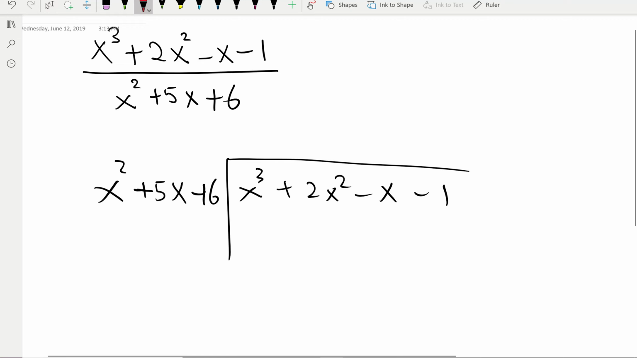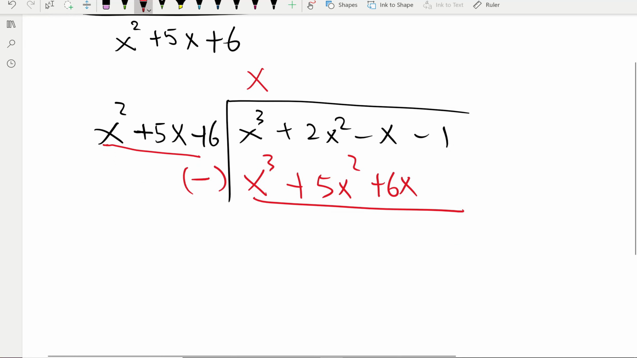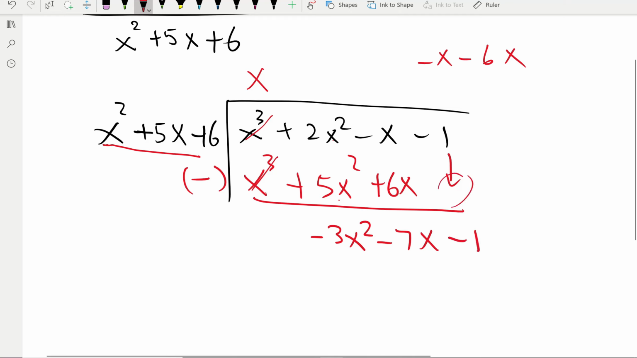So let's use polynomial long division. So x cubed versus x squared. To create x cubed out of x squared, you have to multiply x squared by x. Now re-multiply everything here by x. So it's going to be x cubed plus 5x squared plus 6x. Now you subtract, do the subtraction carefully. Okay, x cubed cancels out. 2x squared minus 5x squared is negative 3x squared. Negative x minus 6x is negative 7x. Minus 1 comes down for free because there's nothing to subtract from minus 1.